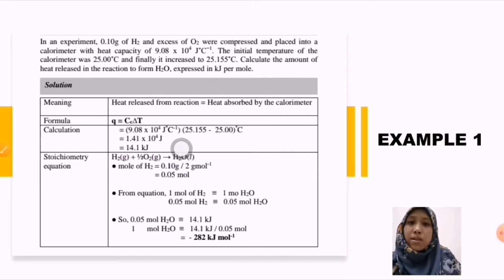Okay, sebab soalan suruh tukar lah dalam kilojoule per mol. Okay, so awalnya kita akan dapat joule lah sebab unit untuk heat capacity ni tadi joule per degree Celsius. So the answer is in joule. Then you convert into kilojoule.